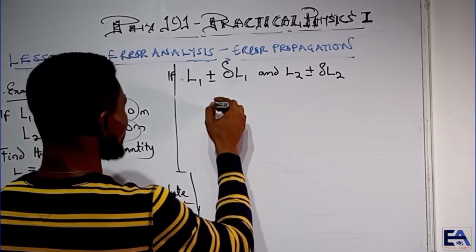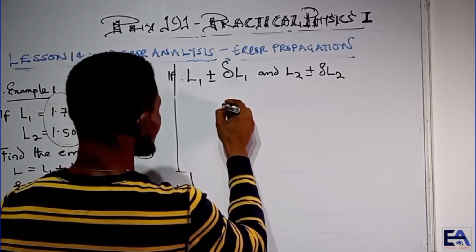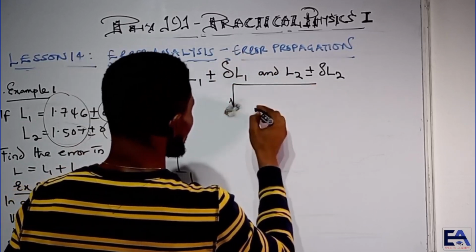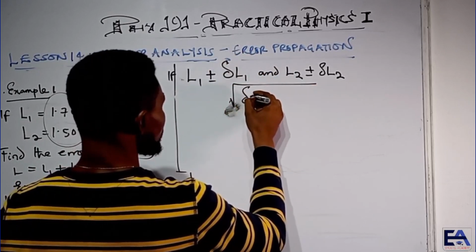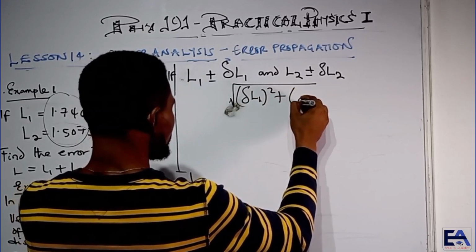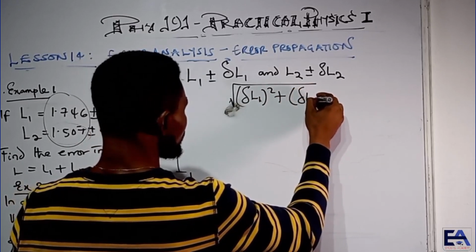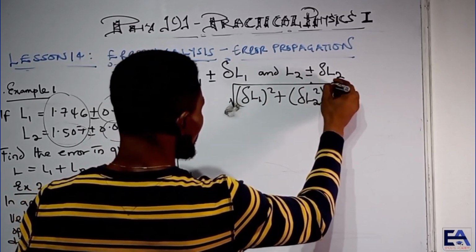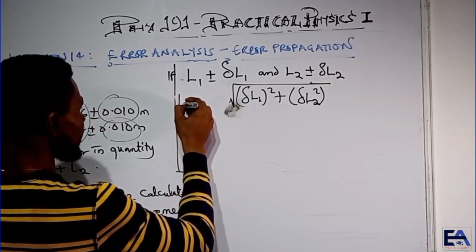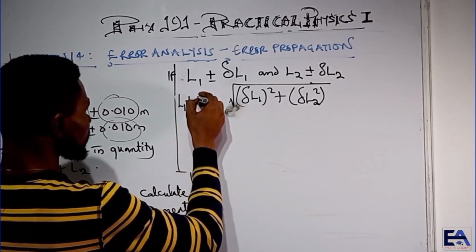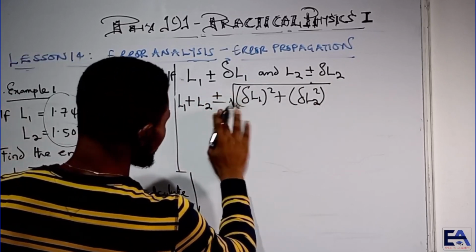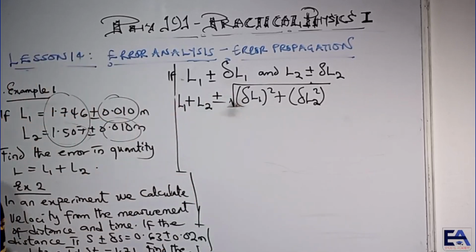You are going to use the formula which says the square root of dl1 squared plus dl2 squared. That is what you are going to do. Then this one will now be like L1 plus L2, plus or minus the result of this one. That's how we are going to do it.